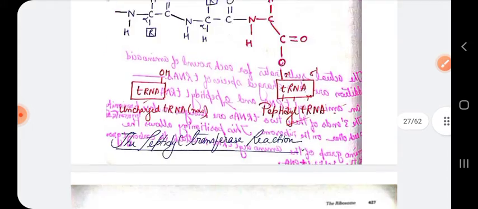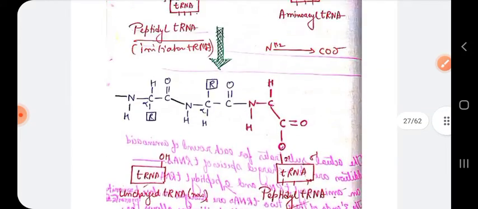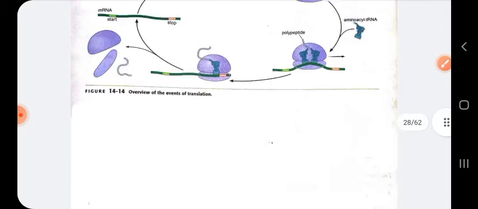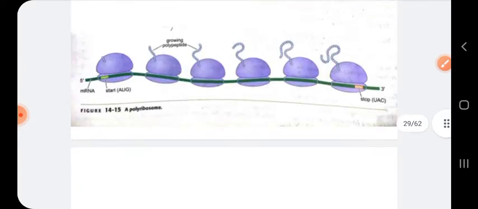So the next thing that is given, okay, this is the overview of the events of translation. This is the polysome.